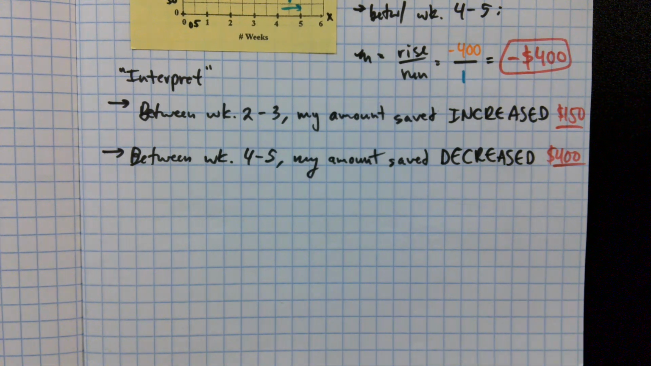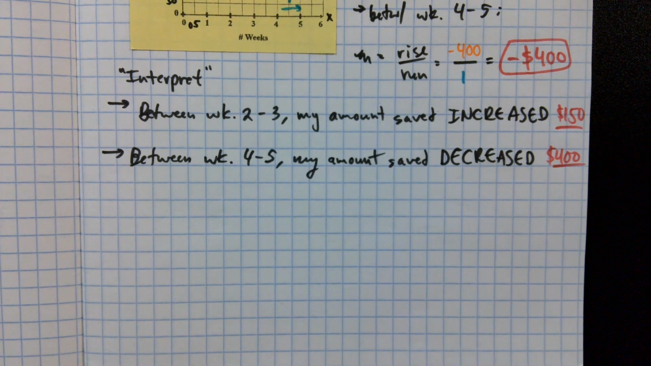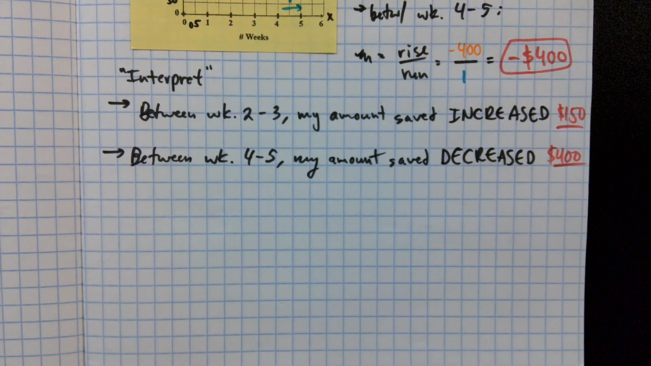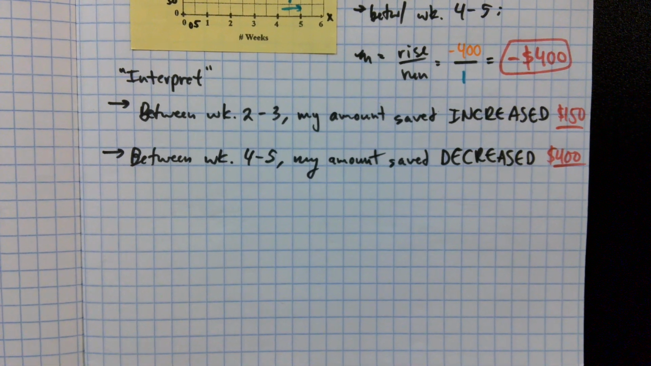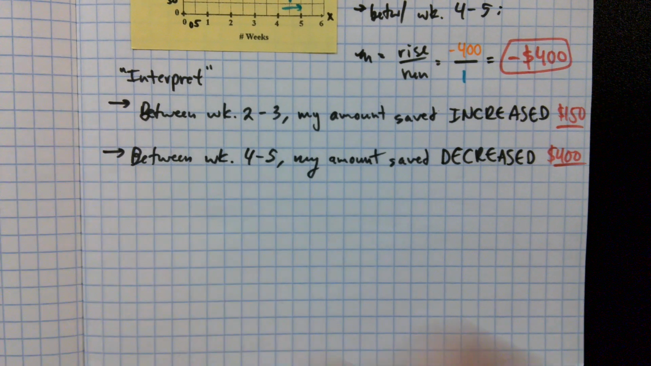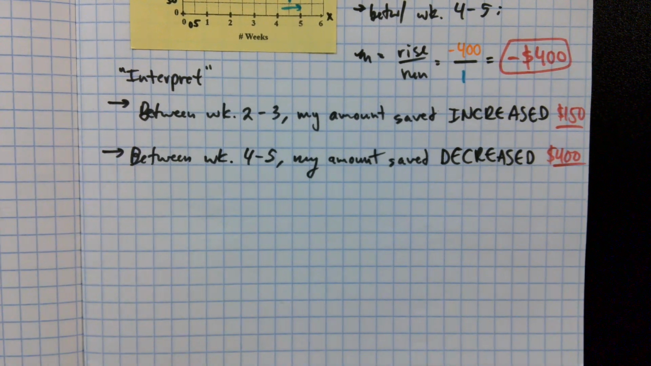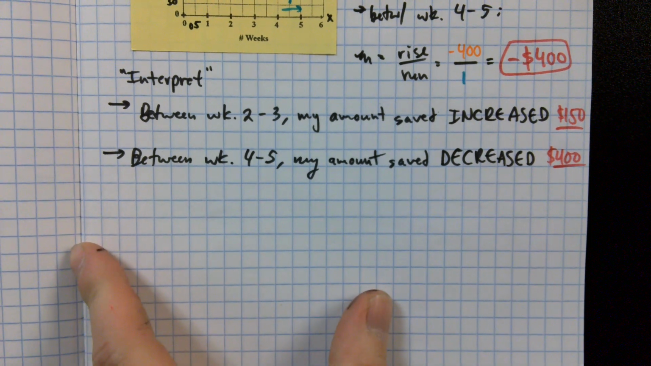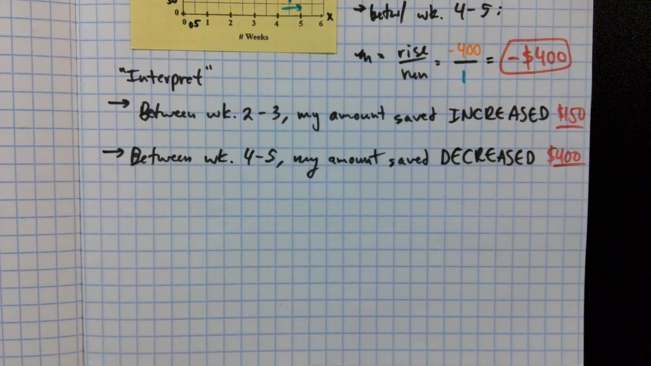All right? That's probably as basic as we could write it. It could be more specific. We could say between weeks 2 and 3, I added $150 to my savings account. Between weeks 4 and 5, I spent $400 from my savings account. But what would not be acceptable as an answer is "went up 150, went down 400." We've got to be a little more specific than that. Liana? Okay. Sound good on that? I know that's a lot of writing, so I'll give you guys a couple of seconds.